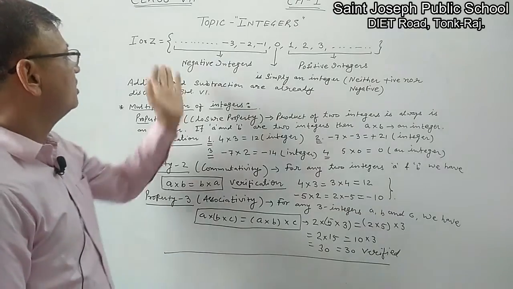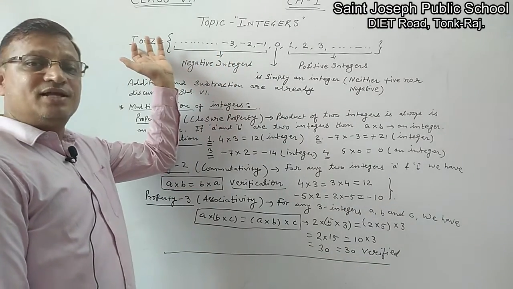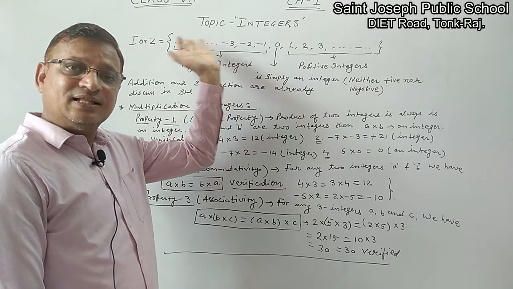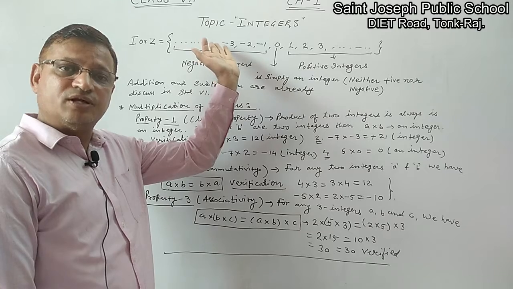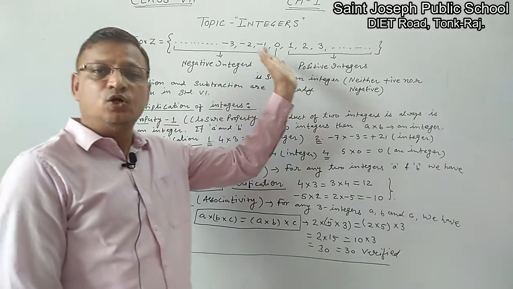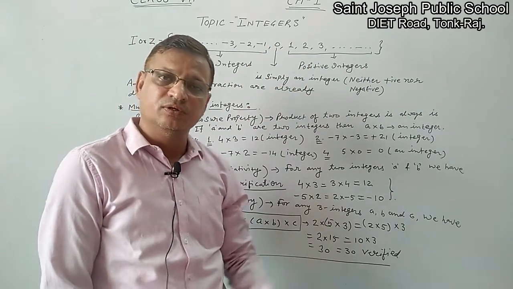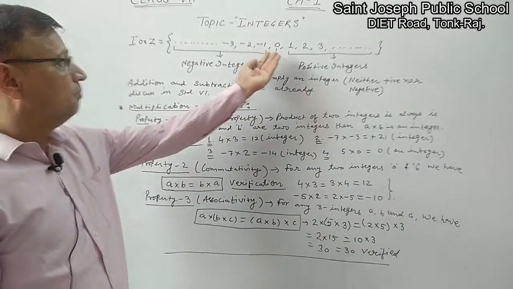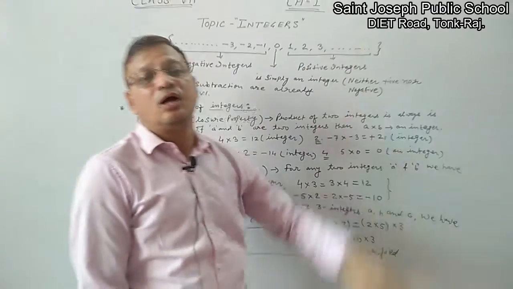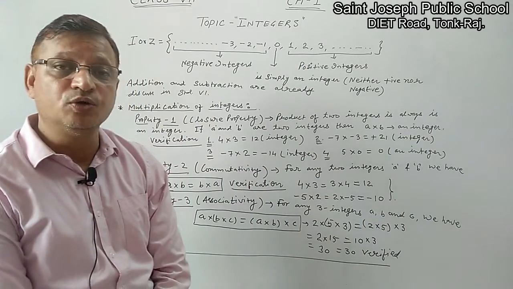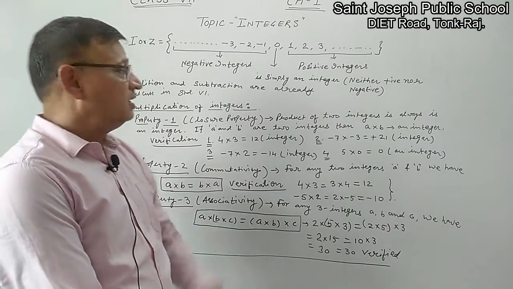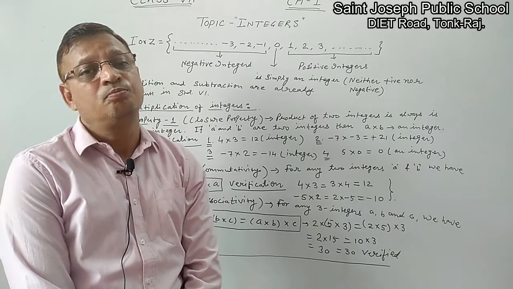Integers are represented by the symbol Z, equal to ..., the negative integers -3, -2, -1, then after -1 is 0, and then 1, 2, 3, the natural numbers, all the positive integers. So before 0 these are negative integers and after 0 are positive integers. But 0 is simply an integer. That means it is neither negative nor positive.